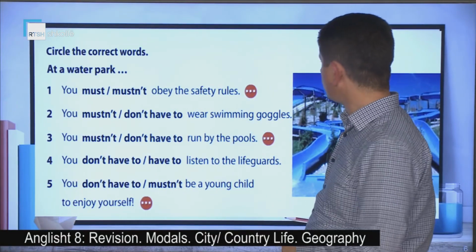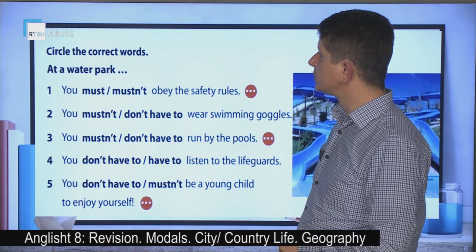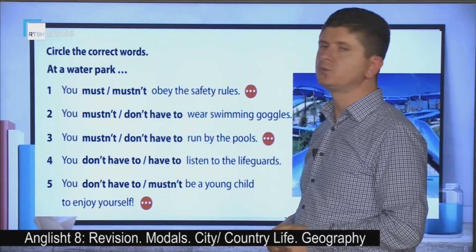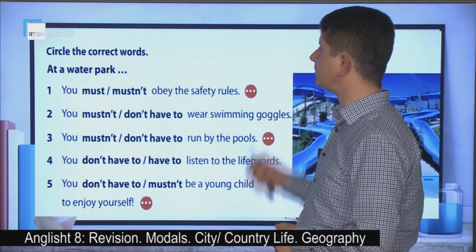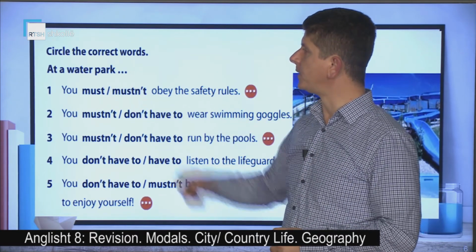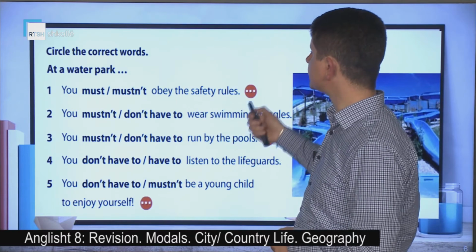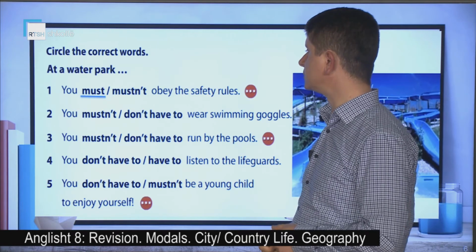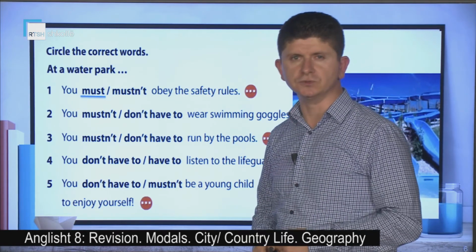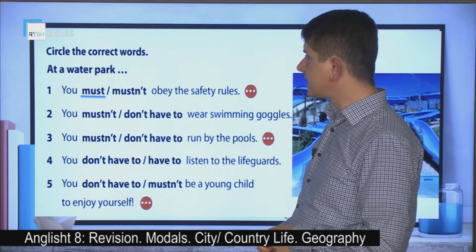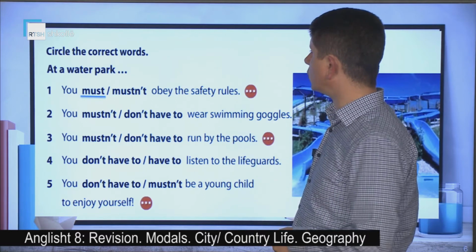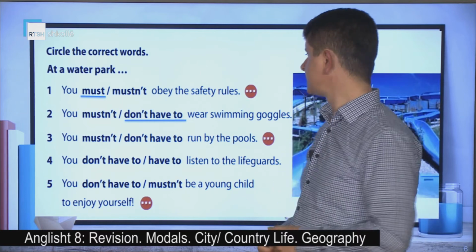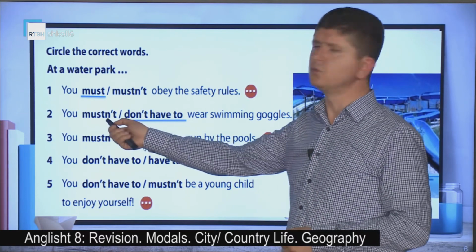Here we have a water park, and we are going to use the modal verbs, what we can, what we must or mustn't do at a water park. So, at a water park, you must obey the safety rules. You are obliged to do that. Secondly, you wear swimming goggles. At a water park, you don't have to wear swimming goggles. We can't say we mustn't.